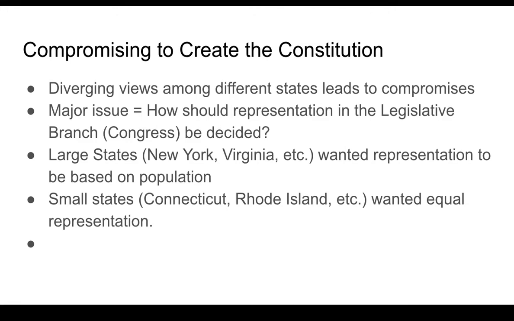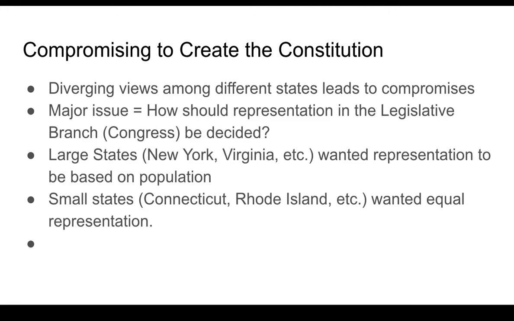One of the largest issues about creating the Constitution was representation in the legislative branch, which we call Congress. How should it be decided? That's the main debate. Large states like New York and Virginia wanted representation to be based on population. Think about that for a second. Why do you think states like New York wanted representation to be based on population? Because places like New York will have more representatives in Congress. They'll have more power, more influence in Congress, so they want it that way.